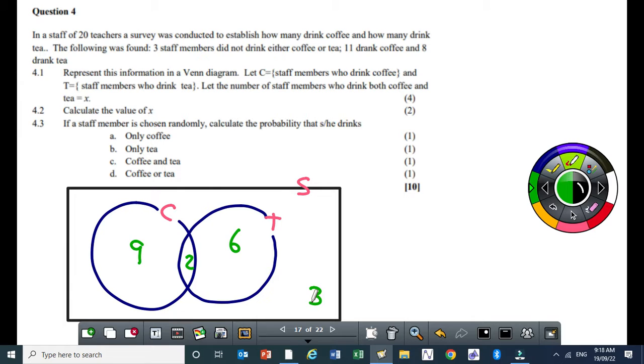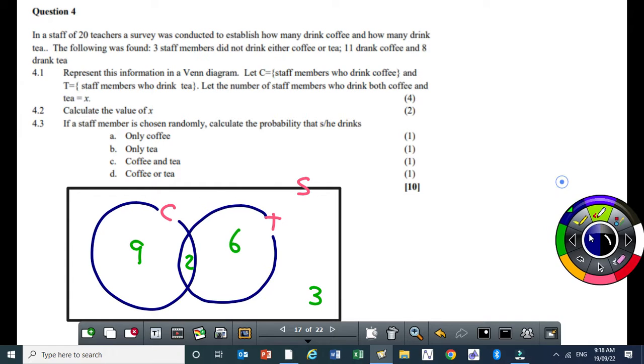Alright? Then 4.3 now, that's where I am. If a staff member is chosen at random, calculate the probability that he or she drinks only coffee. Okay? So let's answer at the top. So we have 4.3b. So it will be P. Now, if it's only coffee, it will be P only C, or you can say C only.